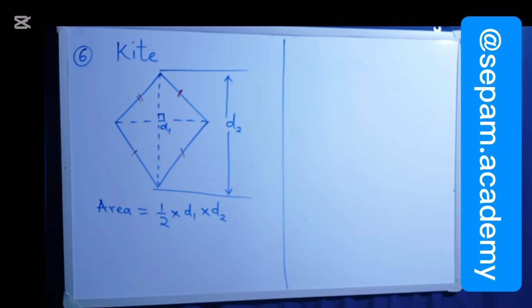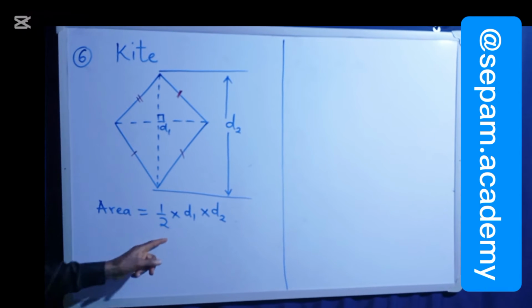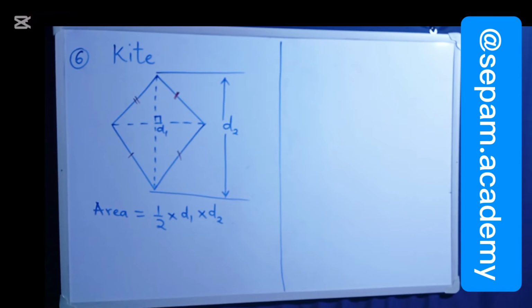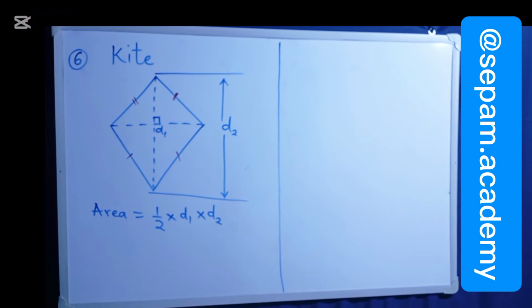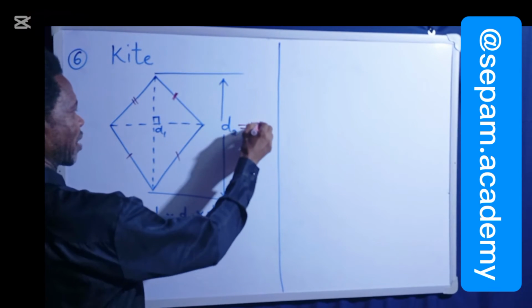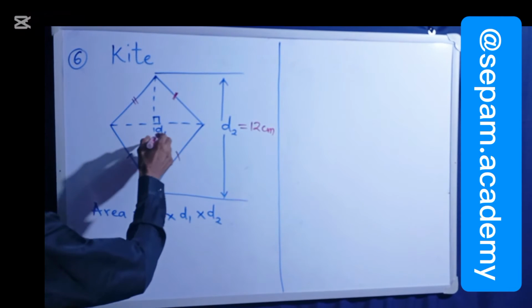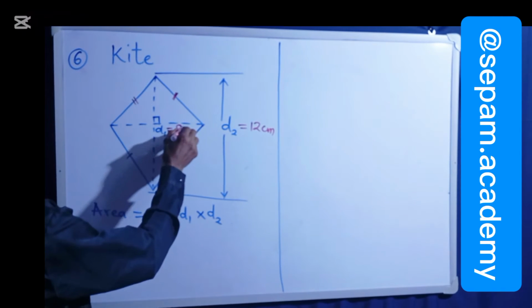So how do you calculate the area? We can calculate the area by multiplying the lengths of the diagonals, then you divide the product by 2. So let's look at this one, where the longer diagonal is 12 cm, and then the shorter diagonal, the horizontal one, is 8 cm.